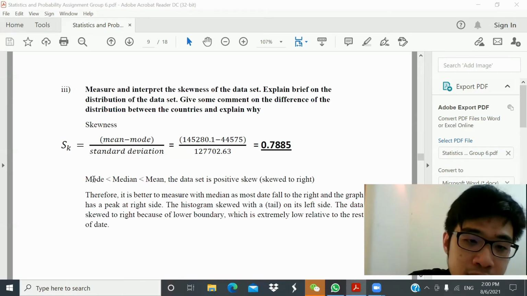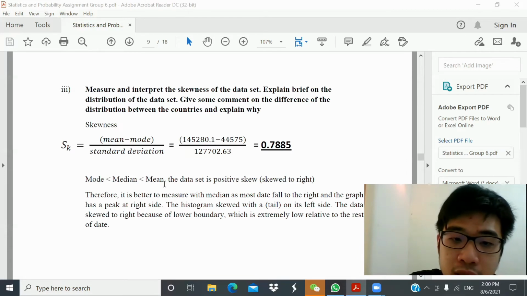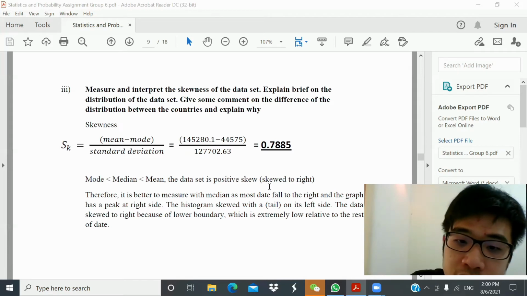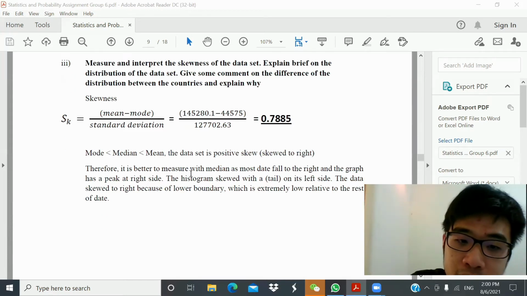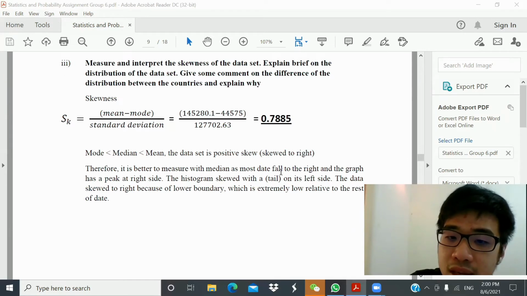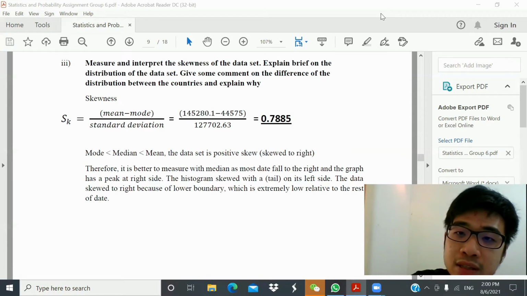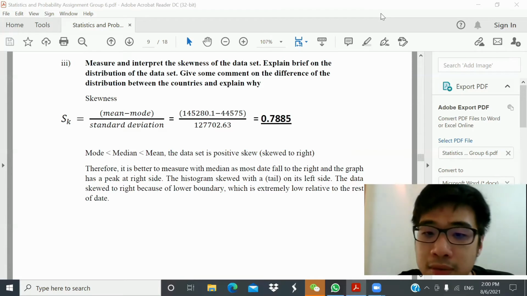So we found that the value of mode is smaller than median and smaller than mean. So the data set is positively skewed. Therefore, it is better to measure with median, as most data fall to the right and the graph has a peak at the right side. The histogram skews with a tail on its left side, and the data skew to the right because of the lower boundary, which is extremely low relative to the rest of the data. So this is all about India, and here is all about my part. Thank you.